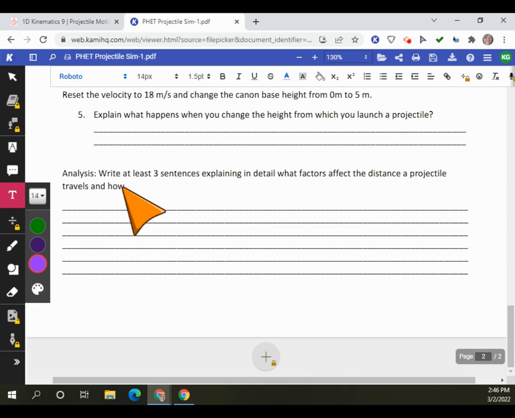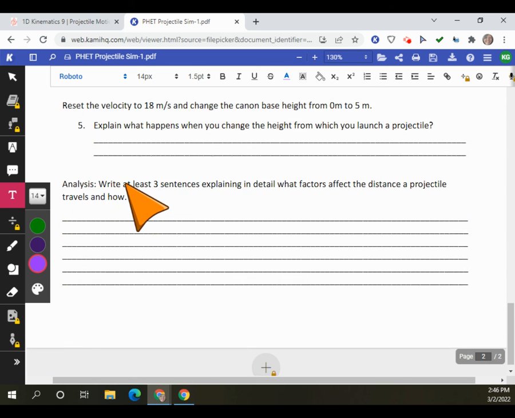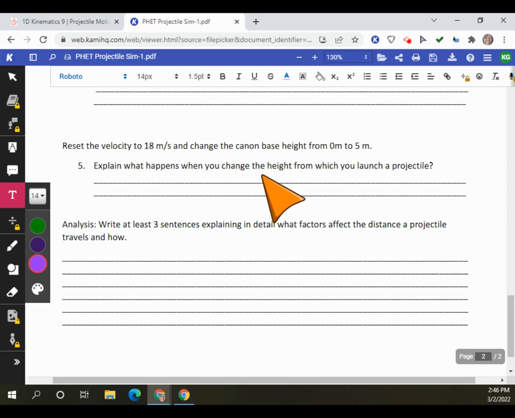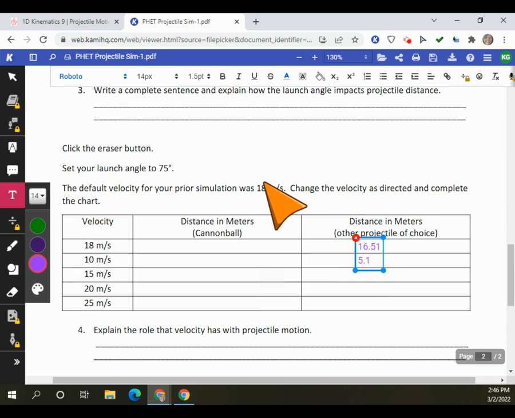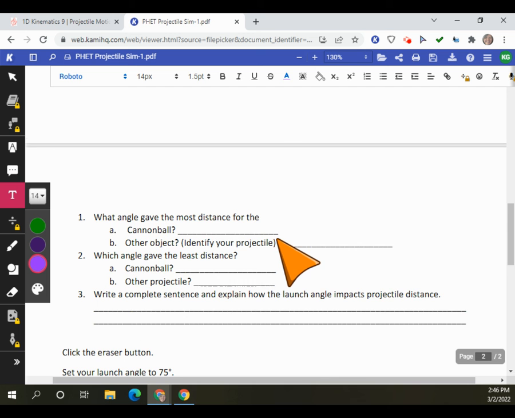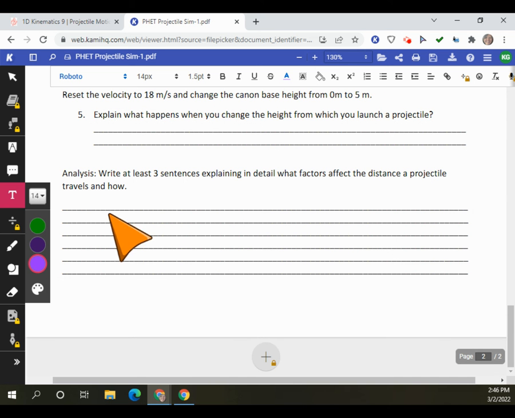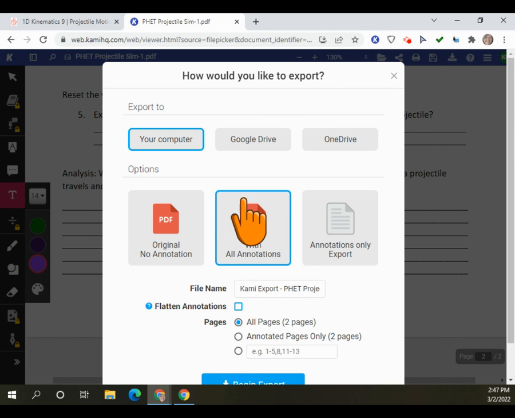All right, so the last part, you're going to write at least 3 sentences. So you're going to use some evidence, you're going to use some details, explaining in detail what factors affect the distance a projectile travels and how. So let's review. You changed velocity, you changed the height of the launch of the projectile, and you changed the angle of launch. You should use something about all 3 of those things in your description. Okay, so fill in every blank. And then what you're going to do is you're going to download with annotations and submit that PDF with annotations to today's lesson. Okay.